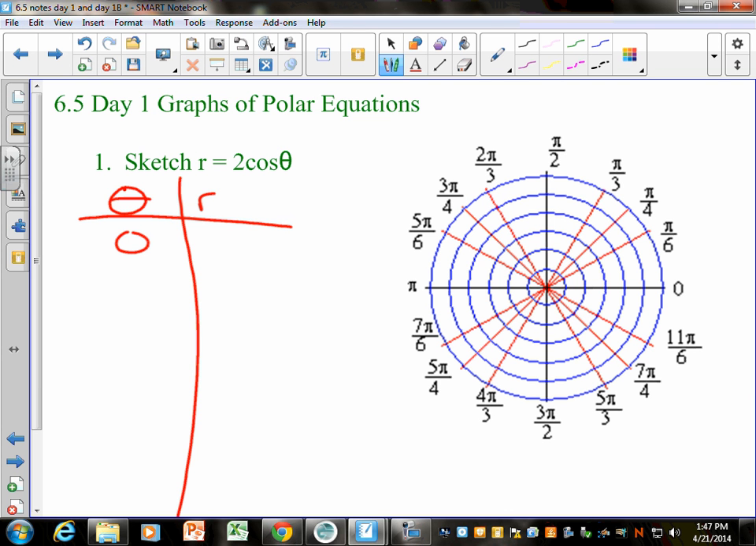And this is where you should be able to do this pretty easily without a calculator. If I give you a calculator, there's nothing stopping you from using your calculator if you're terrible with your unit circle. But what is the cosine of 0? 1. And then 1 times 2 is 2.